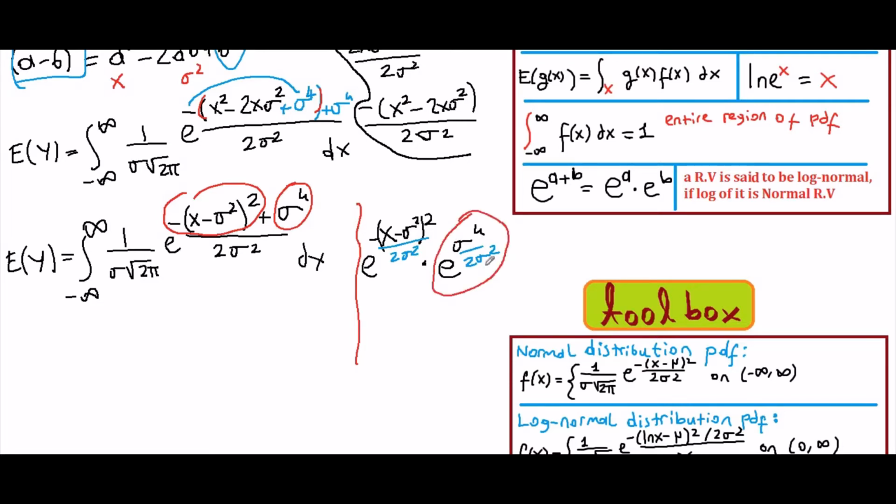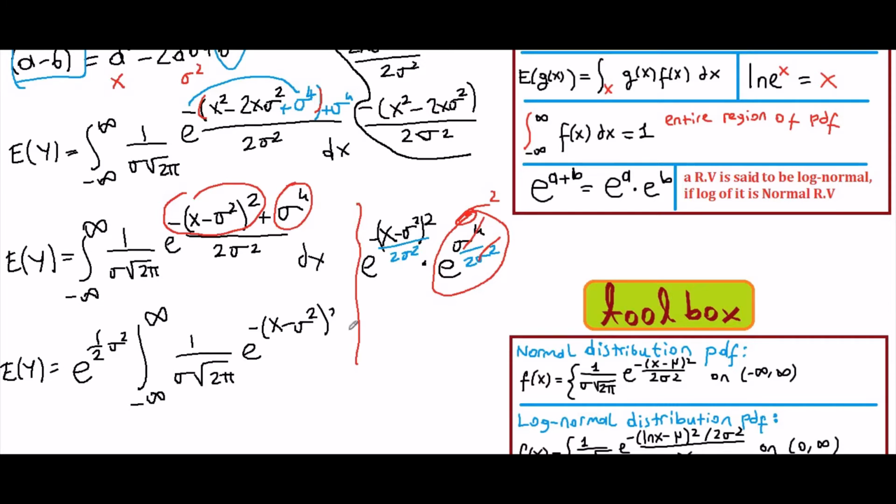This term here has nothing to do with x, it is not depending on x, so we can pull this in front of the integral sign after we simplify. Sigma to the fourth divided by sigma to the second is sigma to the second. So we have e to the 1/2 sigma squared. So expectation of y turns into e to the 1/2 sigma squared, then the integral from negative infinity to positive infinity, 1 over sigma times square root of 2 pi, e to the negative x minus sigma squared over 2 sigma squared dx.